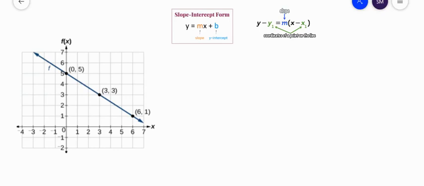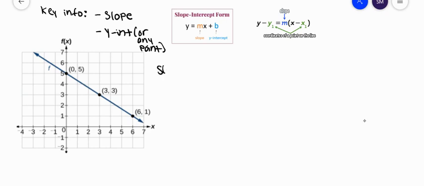In this video, we'll talk about how to write a linear equation from a graph. There are two key pieces of information we need to write the equation of a linear function. One is the slope, and the other is the y-intercept, or we can use any point if we use point-slope form.